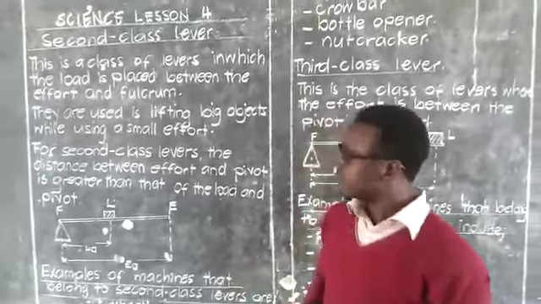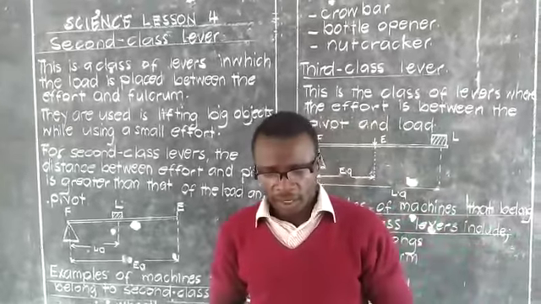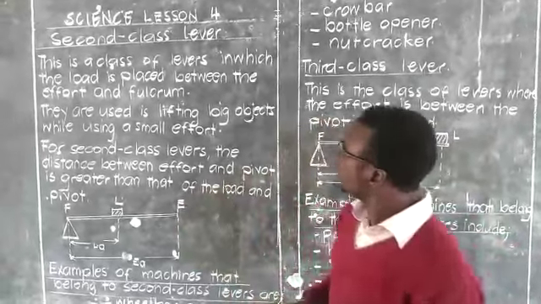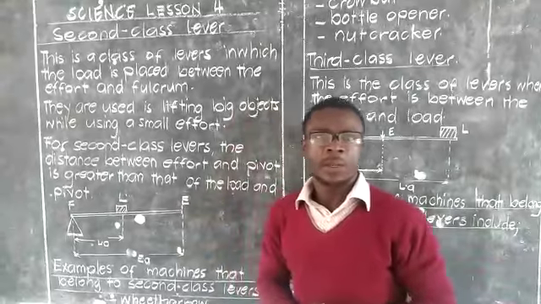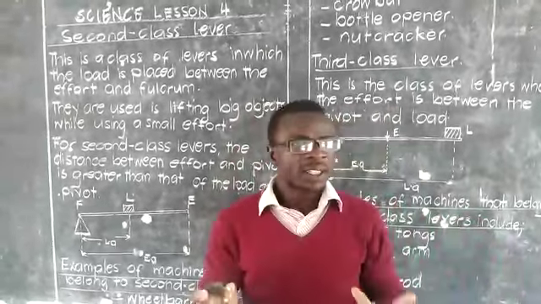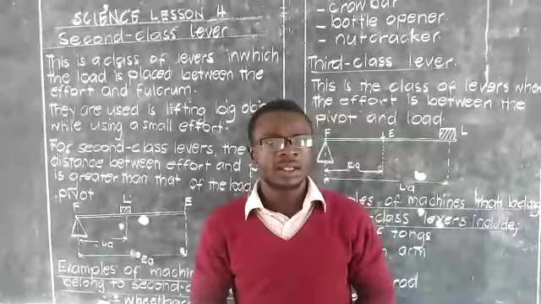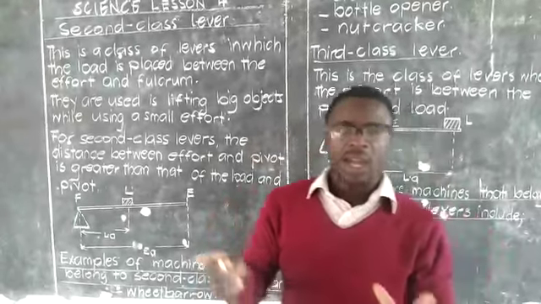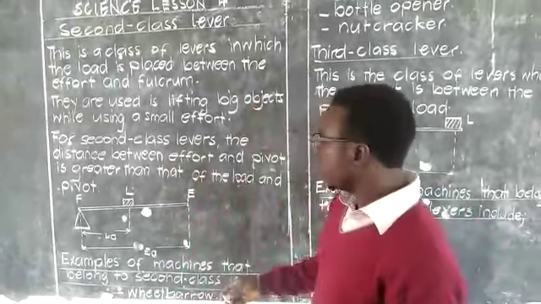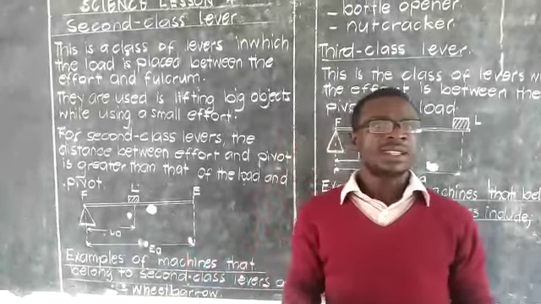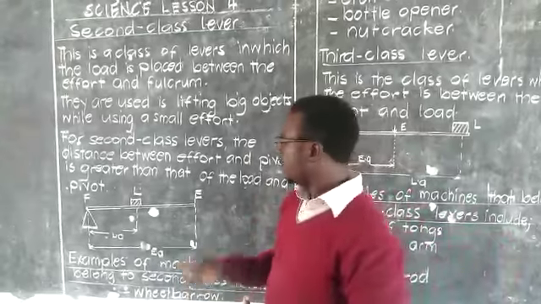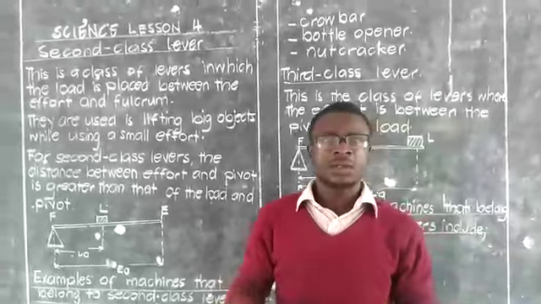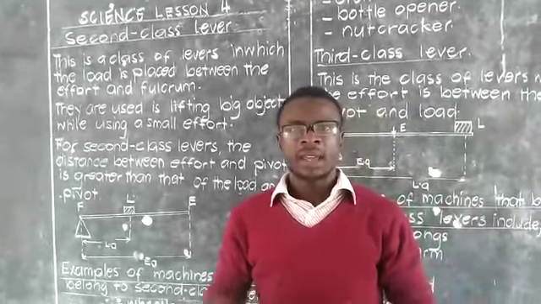With second class levers, the load is located between the fulcrum and the effort. And therefore, they can be used in lifting big objects. Why? Because the distance between the effort and the fulcrum, which is abbreviated as EA, or is known as effort arm, is longer compared to the distance between the load and the fulcrum. So less effort is applied to carry a big object.